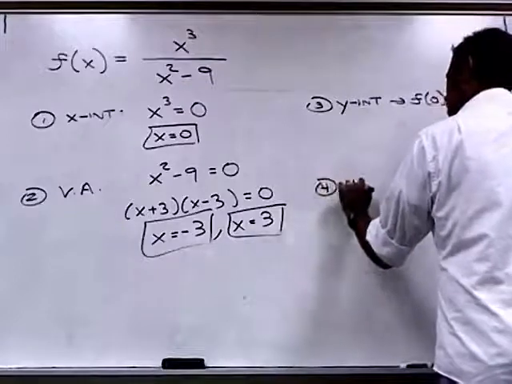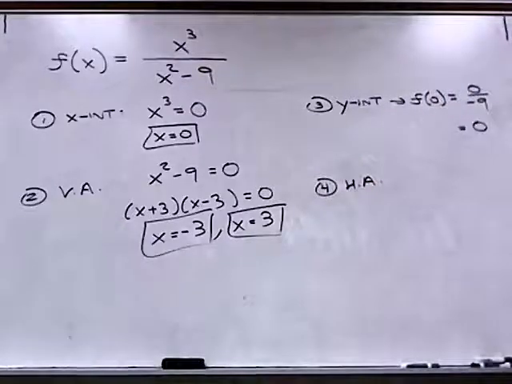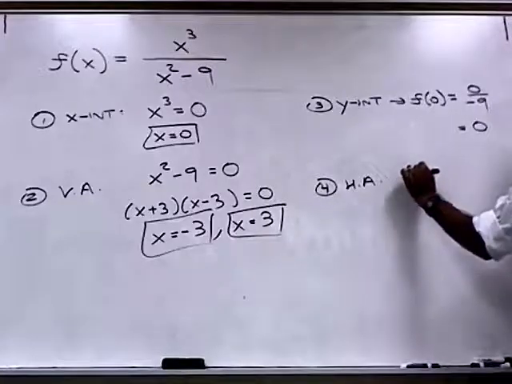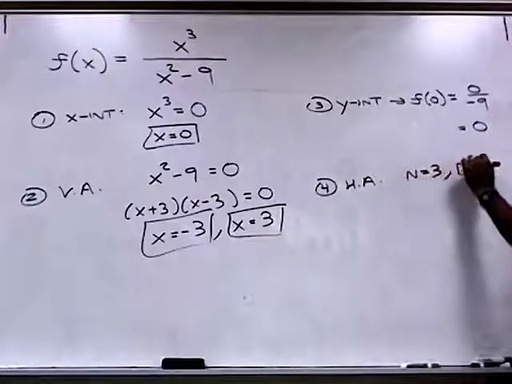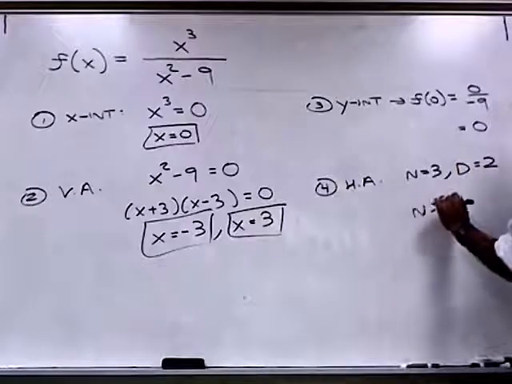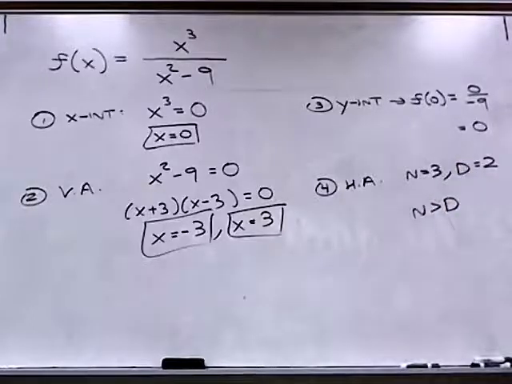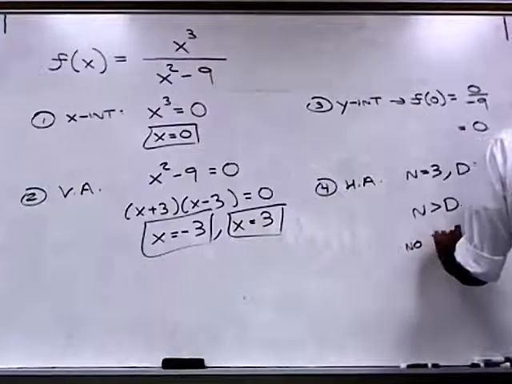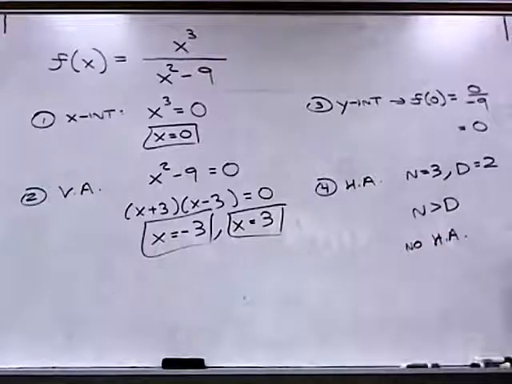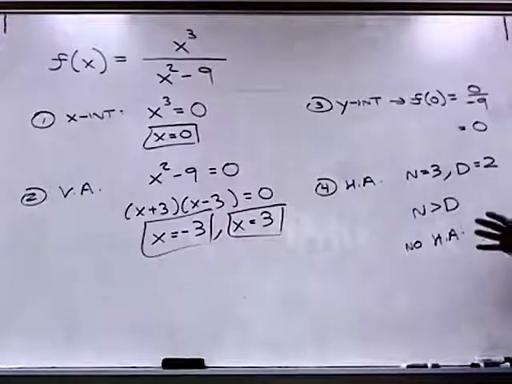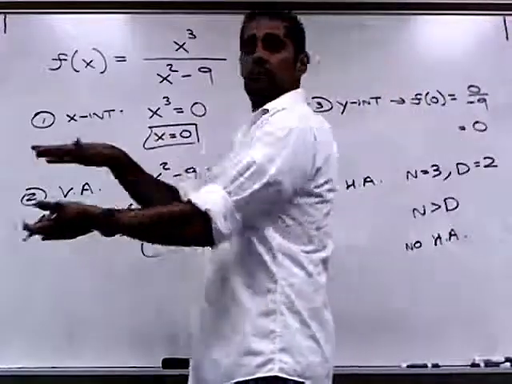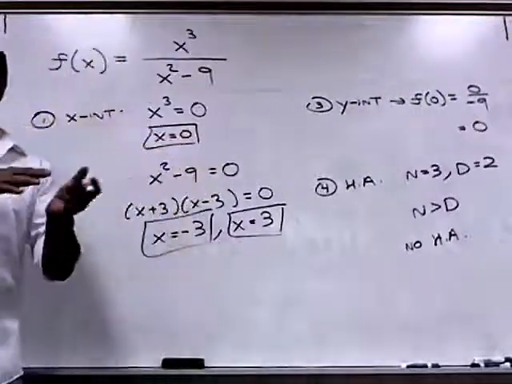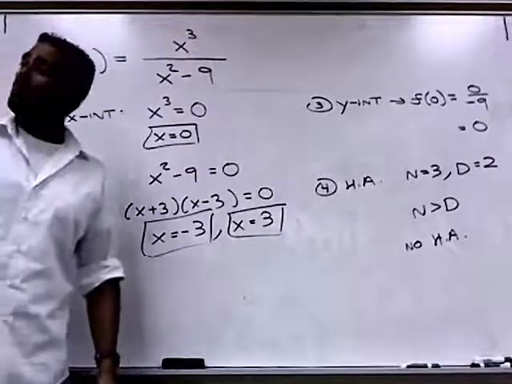And then finally, our horizontal. So this is the part that's going to be a little different. What's the degree of the numerator? Degree of the denominator? 2. Numerator's degree is bigger than denominator's. What happens in this case? There's no horizontals, right? Now, I did not mention this in your notes, so I'm going to mention it now for the first time. When you do not have a horizontal, that means you do not have a magnet pulling anything down towards it, which means it's going to behave like a polynomial.